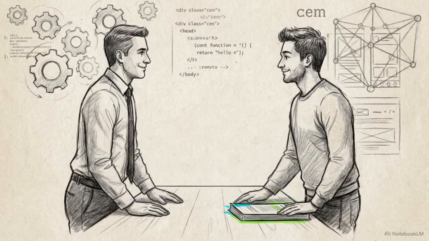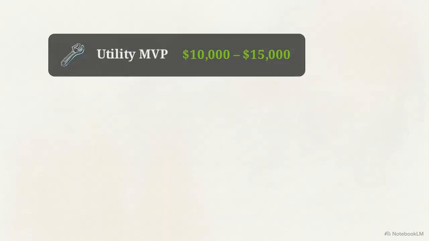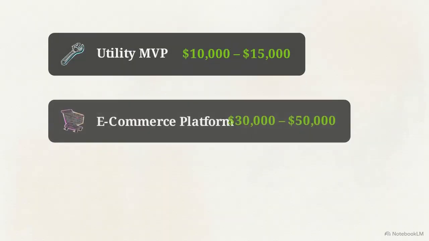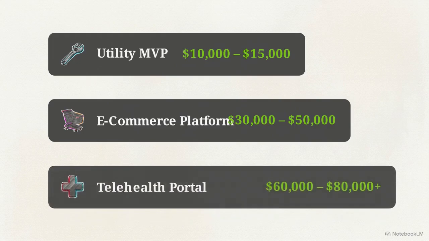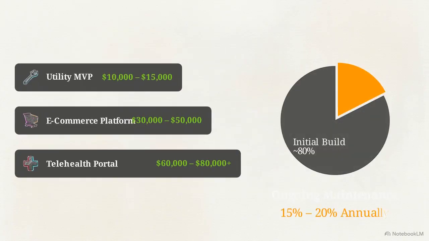Now, let's map these variables to specific business models to see what your actual numbers might look like. A basic utility MVP typically ranges from $10,000 to $15,000. A more robust e-commerce platform will move into the $30,000 to $50,000 bracket. For complex builds like a telehealth portal, expect to invest $60,000 to $80,000 or more. You also need to account for ongoing maintenance, which generally requires 15% to 20% of your initial cost every year.